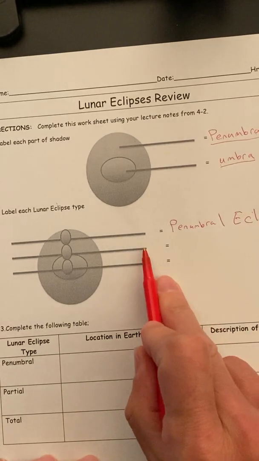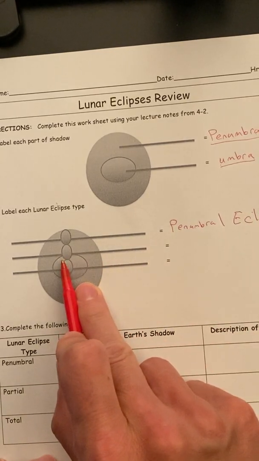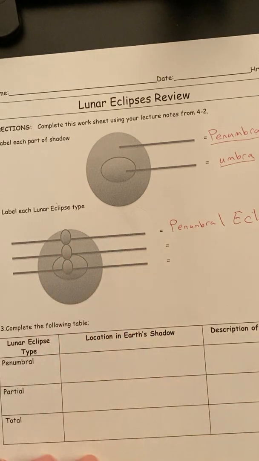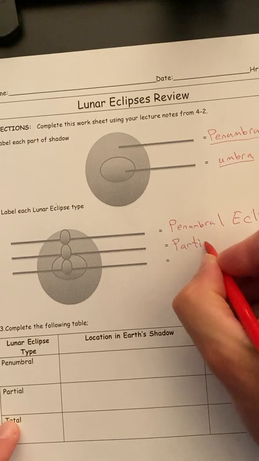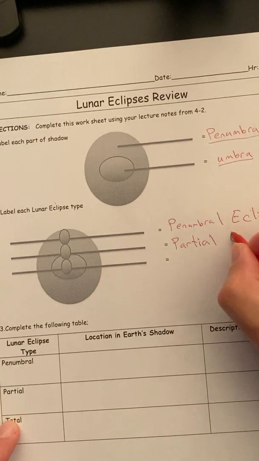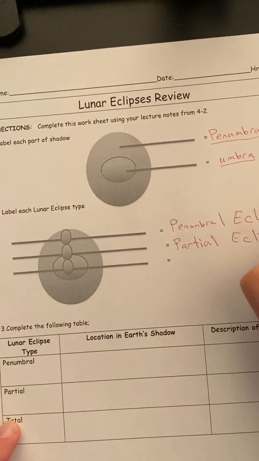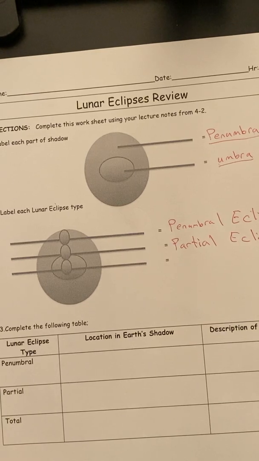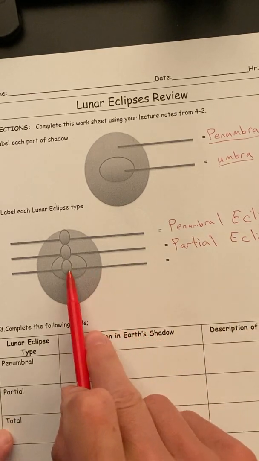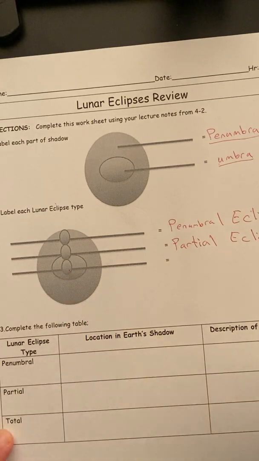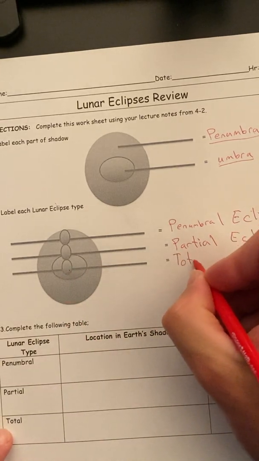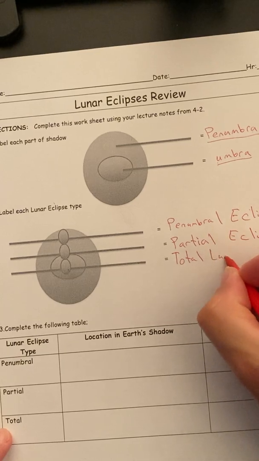You could have where it goes through part of the umbra and part of the penumbra. That's referred to as a partial lunar eclipse. And you could have where it goes into the umbra. It's totally in the umbra, and that would give you a total lunar eclipse.